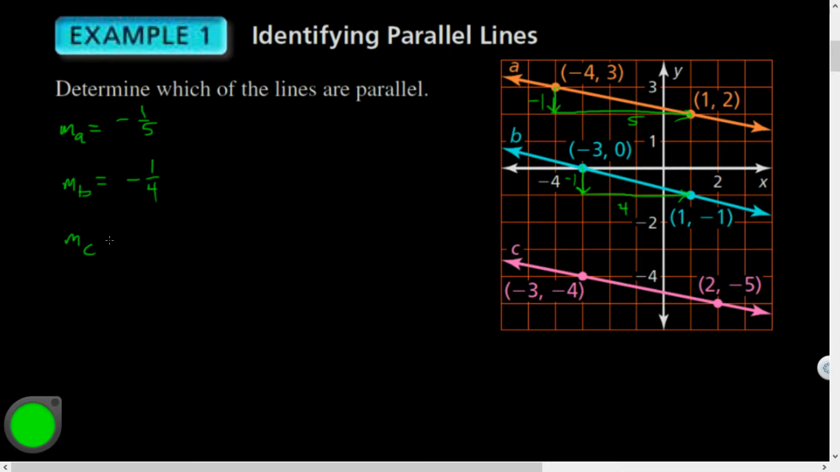Let's find the slope of line C. Down 1 and over 5. It's -1/5. Check this out, I'm going to write new notation for you. A is parallel to C. This symbol, which looks like two absolute value bars next to each other, is the symbol for parallel. Hooray. And the reason they are parallel is because they have the same slope. Isn't that great?